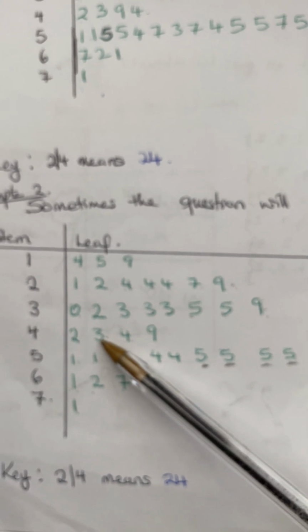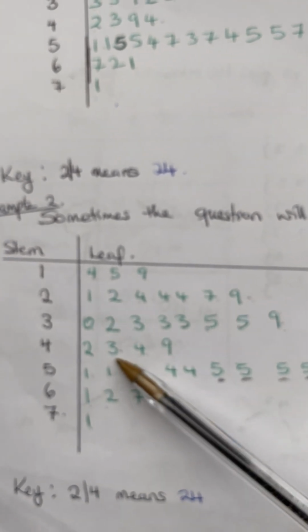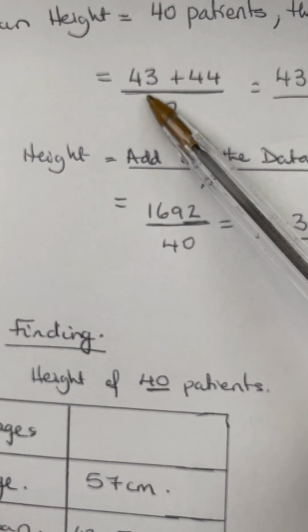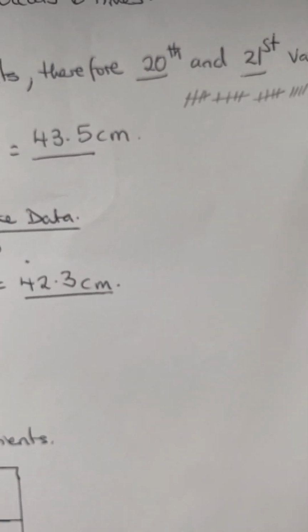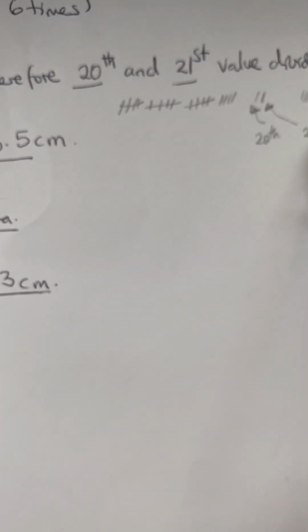If there are 41 patients, you will only have one middle number. But 40 patients means you are going to have 2 middle numbers, and then you have to divide by 2. So 42 plus 43 divided by 2. That will be your 20th and your 21st.